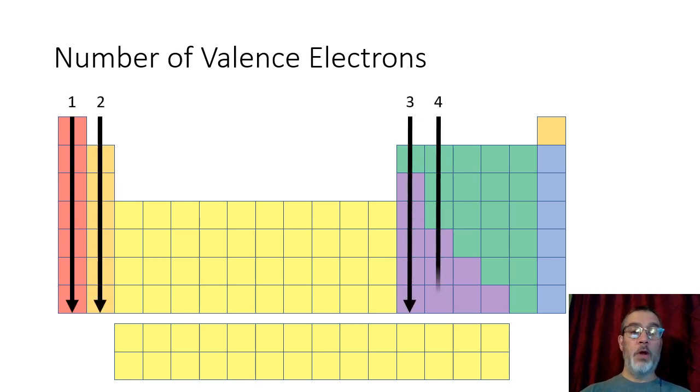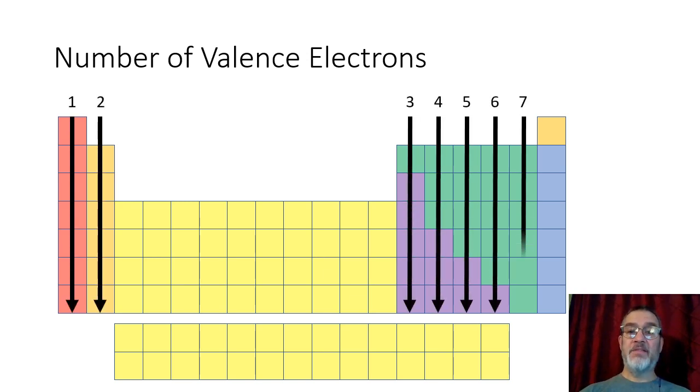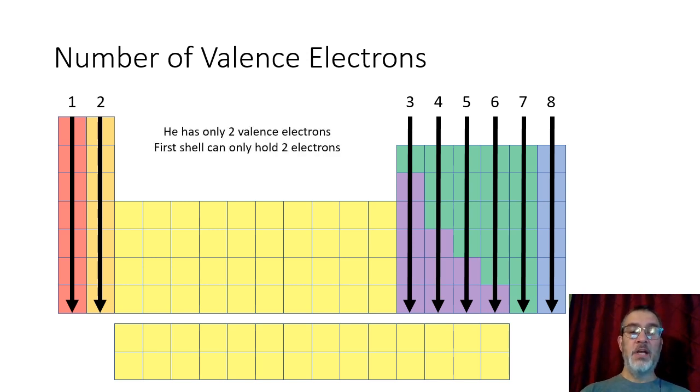So group 1 has 1, group 2 has 2, 3, 4, 5, 6, 7, and 8. Oh, wait a second. We had to move helium over to the left because helium can only have 2 valence electrons. So the first shell only holds 2 electrons. So even though helium normally exists over to the right in column 18, it's going to have only 2 valence electrons because only 2 will fit. And you might ask, what about all the yellow ones? Well, those are very strange and unpredictable, so we can't predict from the periodic table how many valence electrons those have.